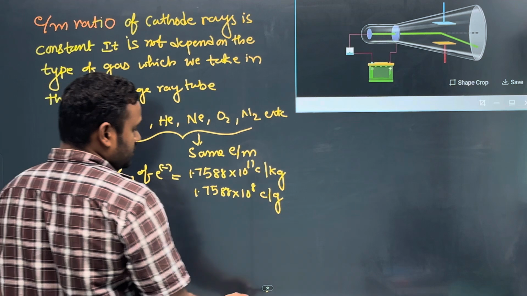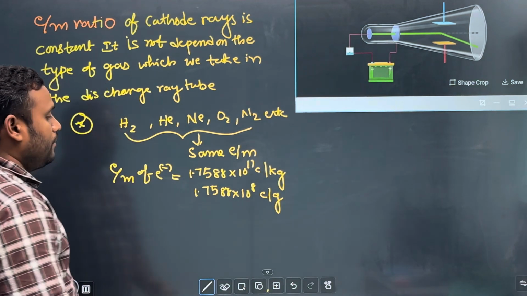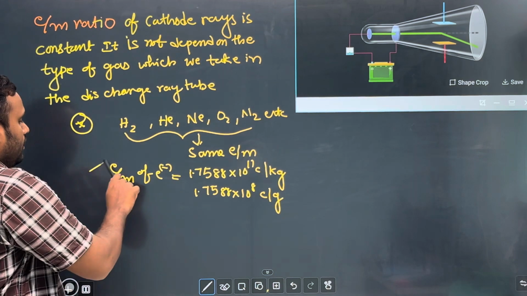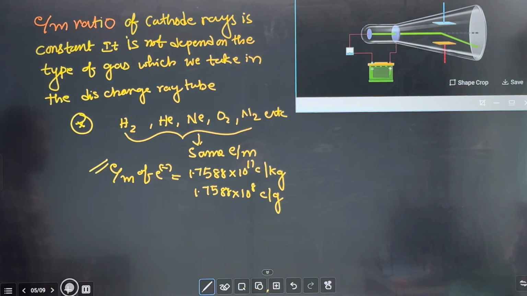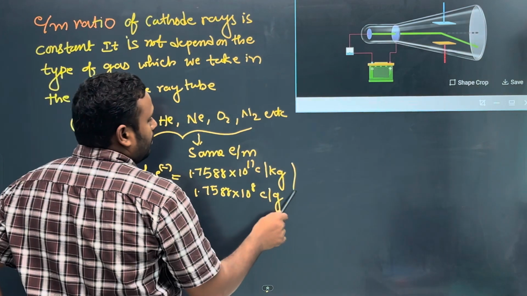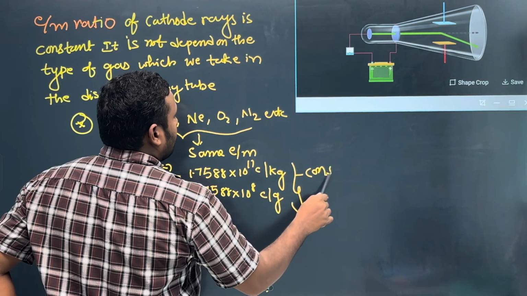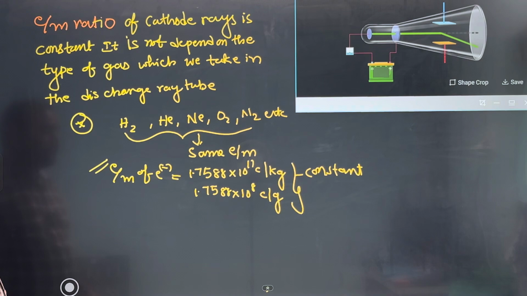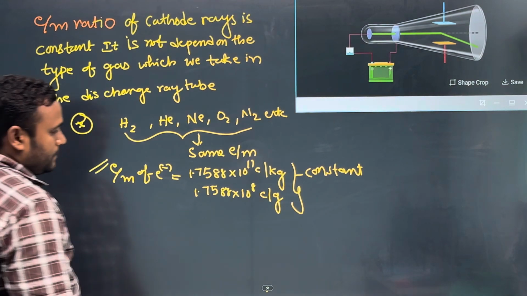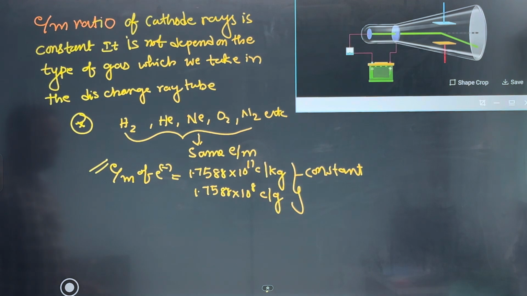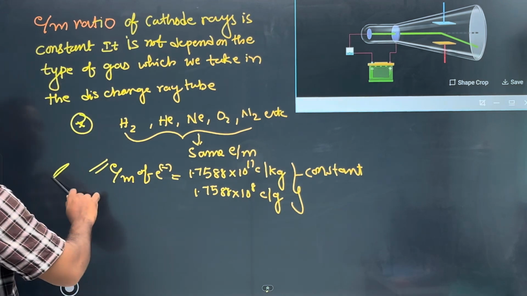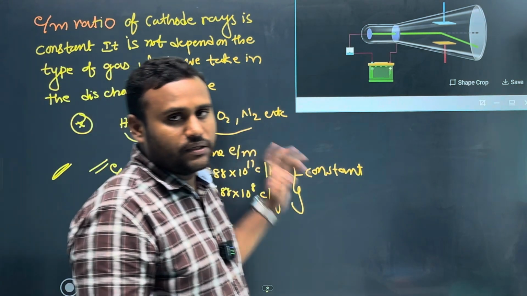Okay, so this is about the e/m ratio of electrons. This e/m ratio of electrons is always constant. It does not depend on the type of gas. This is about the discovery of electrons and their properties.